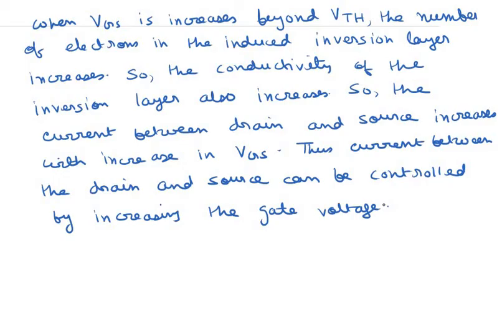So when we increase the gate voltage beyond VTH, then the current between the drain and the source increases for a fixed VDS. So thus the current between the drain and the source can be controlled by increasing the gate voltage.